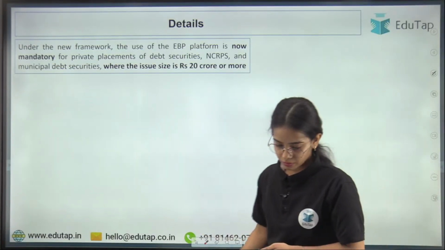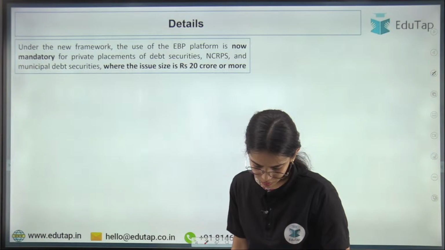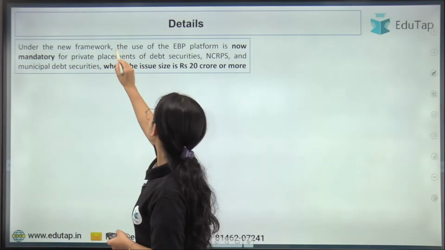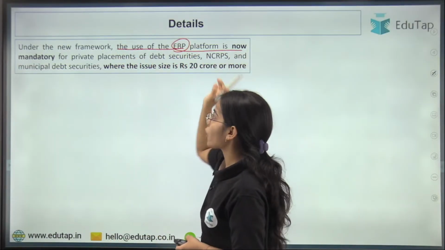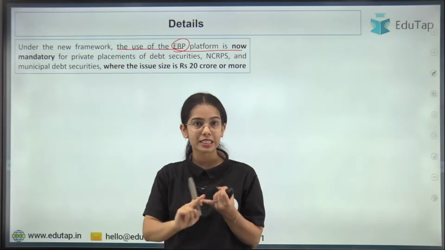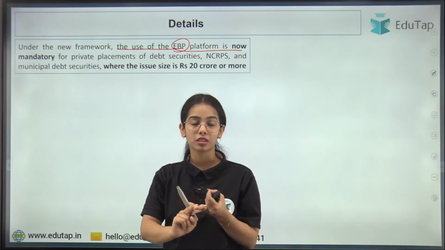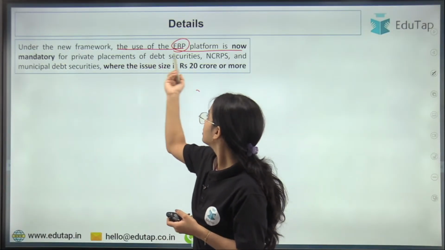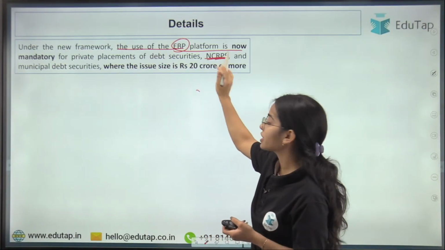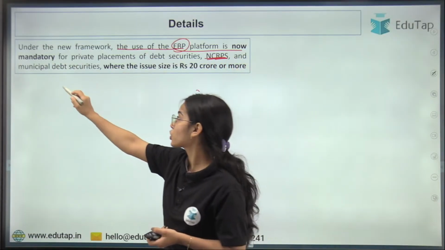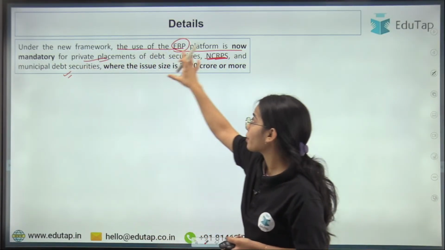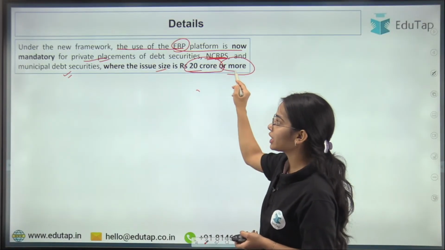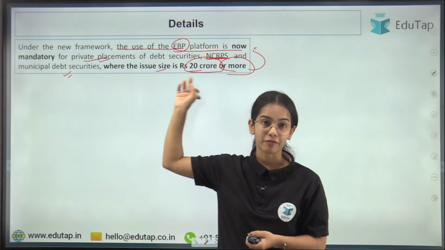So under the new framework, the use of the EBP platform is now mandatory for the private placement of debt securities, non-convertible redeemable preference shares, and municipal debt securities. If the private placement is happening of these securities, and if the issue size is 20 crores or more, then it is mandatory to use the EBP platform.